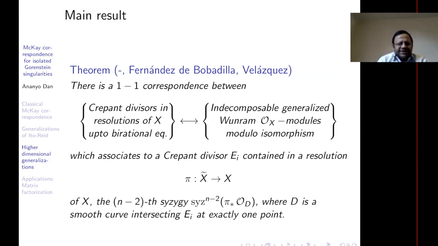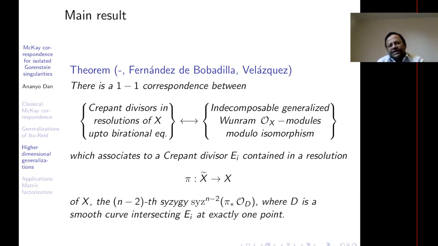And this correspondence is given by, you take a resolution of singularities of X, you take a Crepant divisor in this resolution of singularities, you look at a smooth curve in this resolution, which intersects this exceptional divisor transversely at exactly one point. And the corresponding maximal Cohen-Macaulay module that you want to associate is the n minus 2th cohomology of the push forward of the structure sheaf of D.